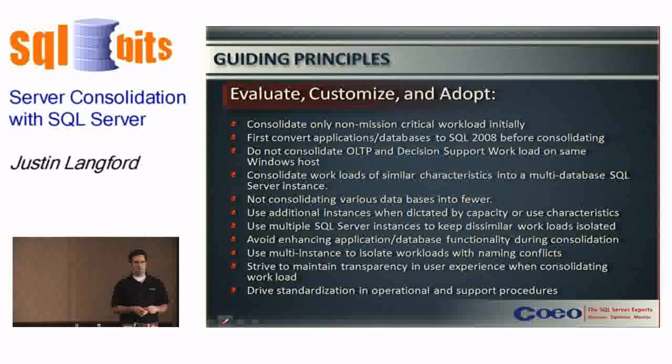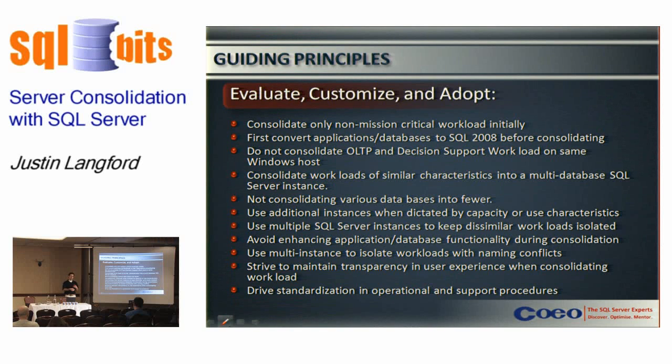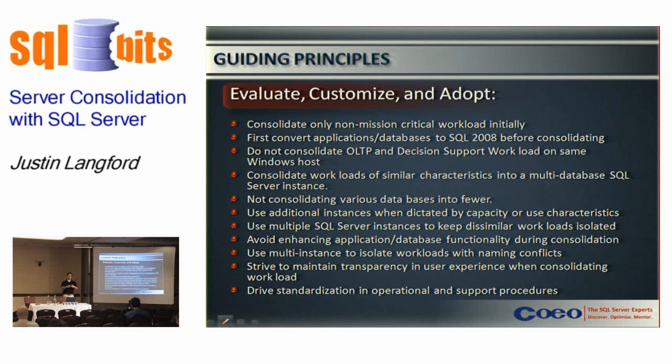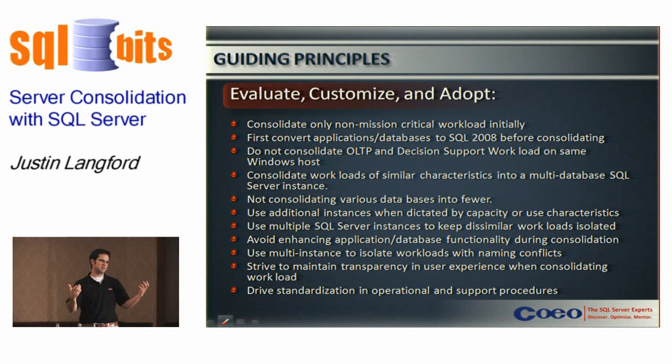One important one in terms of managing the scope of the project is to avoid enhancing application or database functionality during consolidation. We're going to resist the temptation to fix problems that we see, because the scope can easily widen and we end up overrunning on the project and not meeting the objectives for the consolidation. We can use multiple instances to isolate workloads with naming conflicts. If we've got logins that conflict, that have the same name on two servers, and we want to put them onto a single server, we either have the option of renaming the login and changing the way that the application interacts with the database, or we can put them into separate instances.